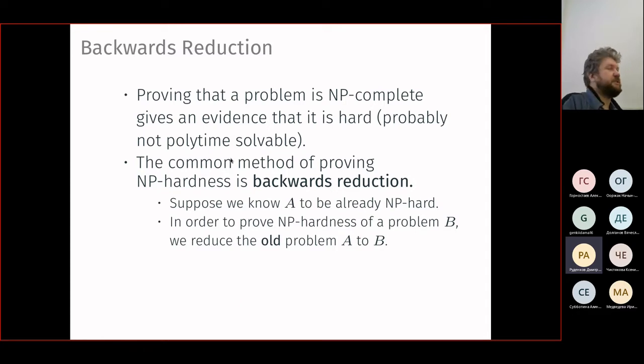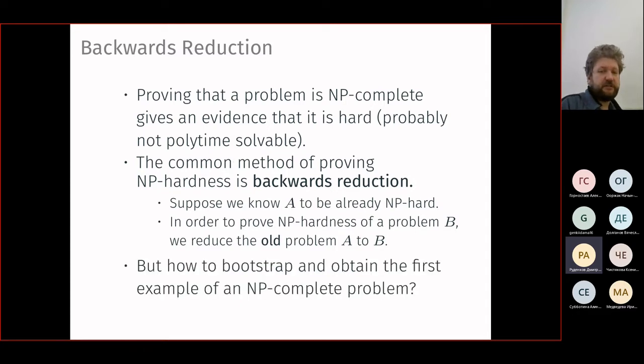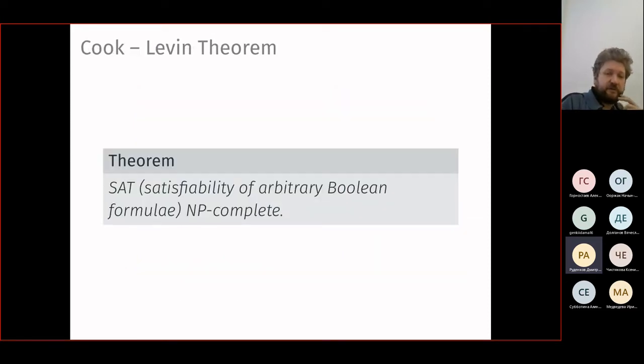And there is only one question: how to bootstrap the situation and obtain the first example of an NP-complete problem. You see that this backwards reduction method says the following: we already have a hard problem, an NP-complete problem, and we reduce it to something, and say that the other problem is also hard. But how do you find the first one? And how do you prove that SAT is hard? We'll do it, but not now. It's the Cook-Levin theorem.